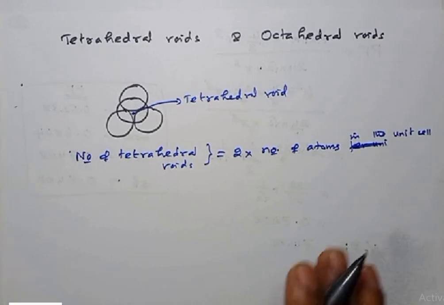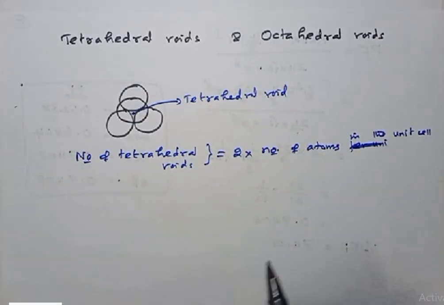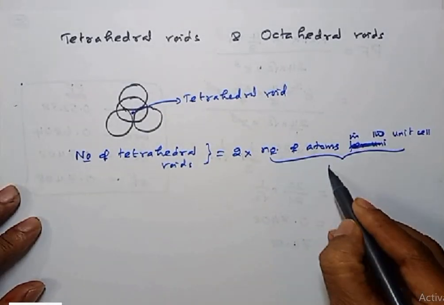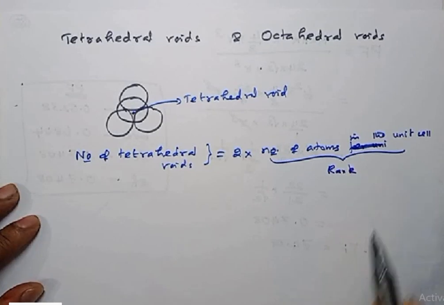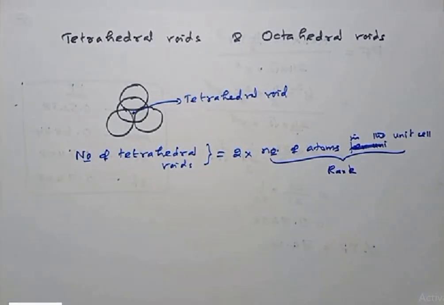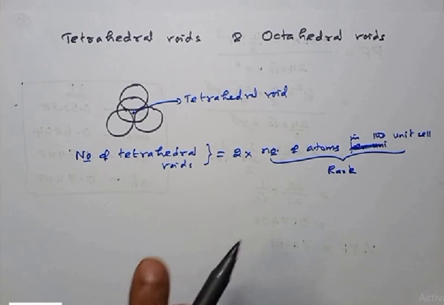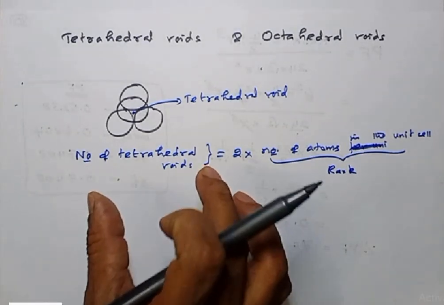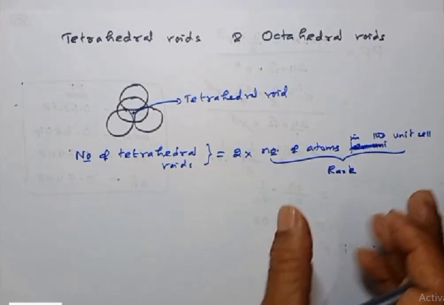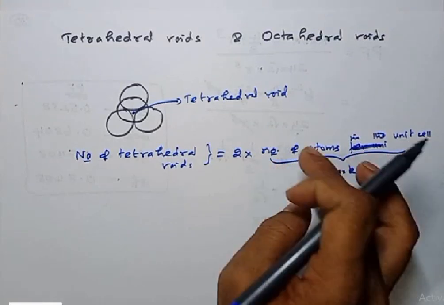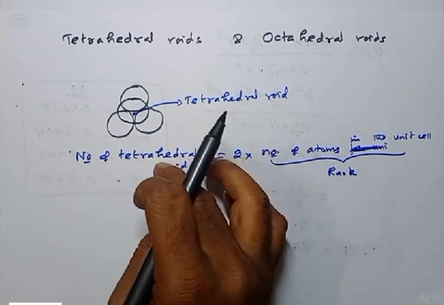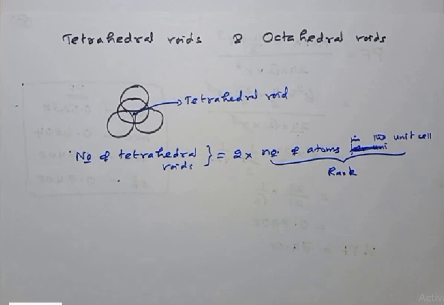Number of atoms per unit cell, that's the meaning actually. Or I can say this rank, number of atoms per unit cell. So to find the number of tetrahedral voids, you just find the number of atoms per unit cell and multiply this by 2, you will get the number of tetrahedral voids. It's very simple. Take note.